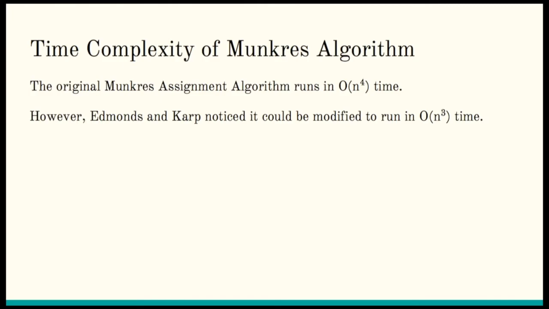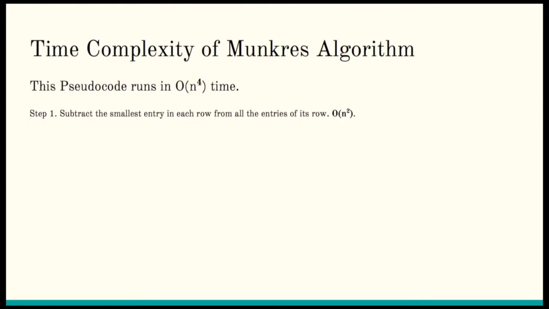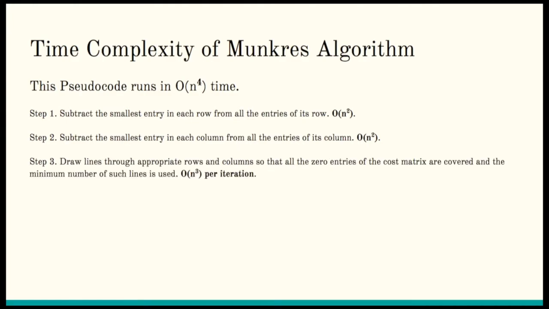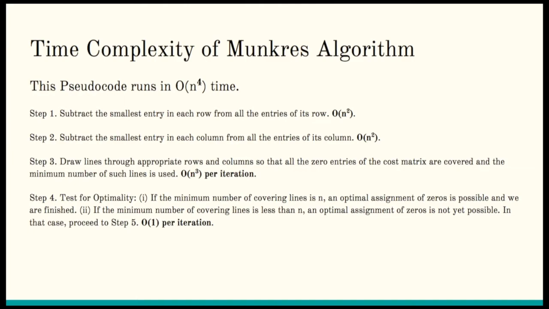The original Munkres assignment algorithm runs in O(n^4) time. However, Edmonds and Karp noticed it could be modified to run in O(n^3) time. Our pseudocode runs in O(n^4) time, and I'll explain why. The first step takes O(n^2) time, because you must iterate through all workers and all tasks to first find the minimum values, and then subtract them from the entries. For this reason, the second step also takes O(n^2) time. The third step, which consists of drawing the minimum covering lines, takes O(n^3) time, as we showed before. Step 4 checks whether the number of covering lines is equal to n, which takes constant time.